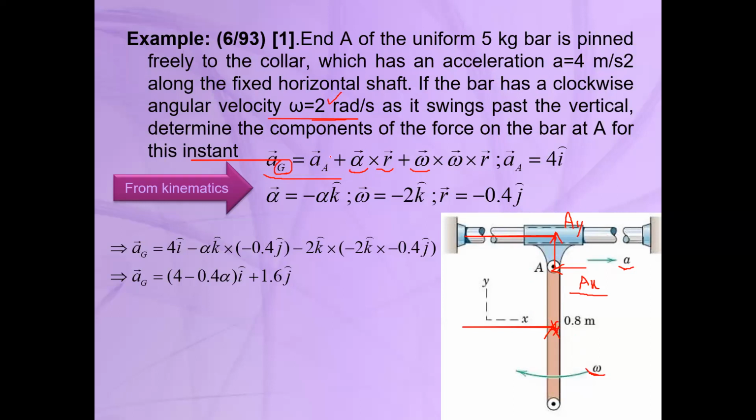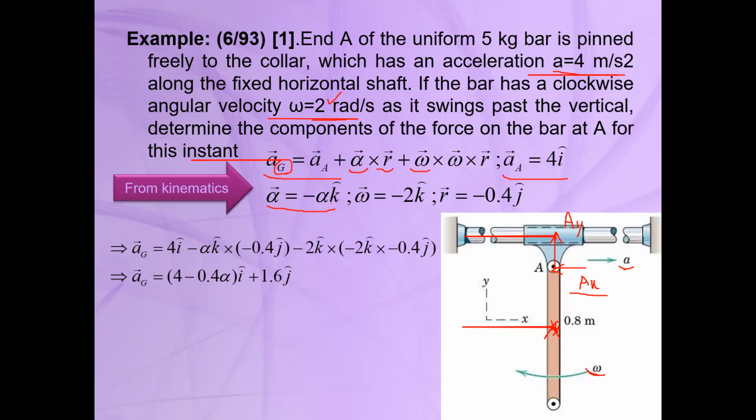We know that the acceleration of A is 4i, because A is located on this slider, so it has a pure translational motion. As you can see, this is 4 meters per second squared, the acceleration for this point. Alpha, we assume that alpha is in the direction of omega.